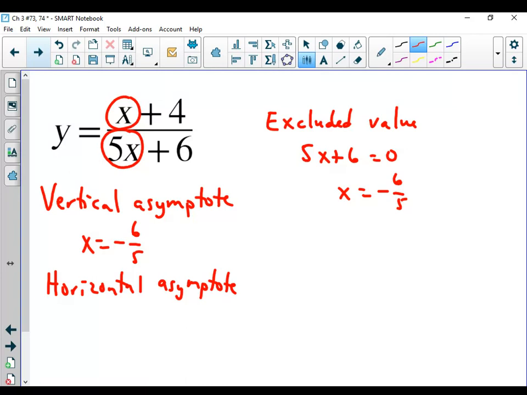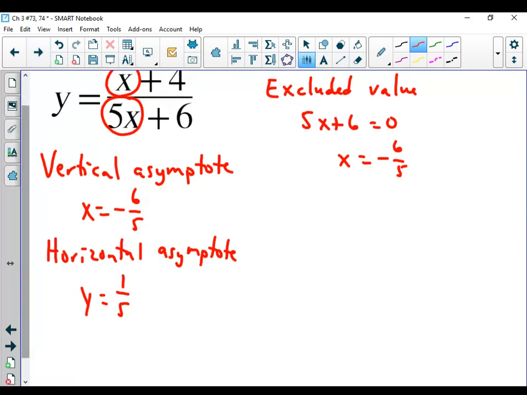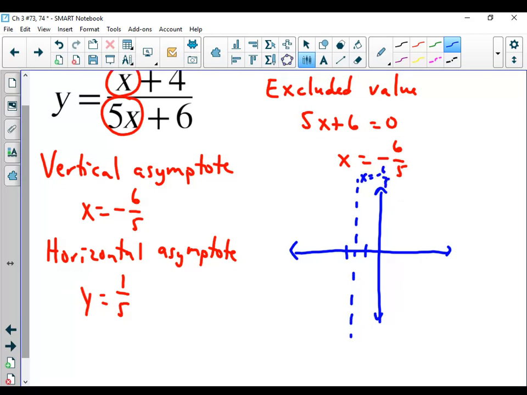So for this problem, x over 5x would give me a horizontal asymptote at 1/5. Because if you looked at that graph at the really large values, it's going to look like a horizontal line at 1/5. And if I ask you to make a sketch from there, our sketch would include those two asymptotes. So I have one at -6/5, roughly in here, and a horizontal asymptote just above the x-axis because it's at y equals 1/5.